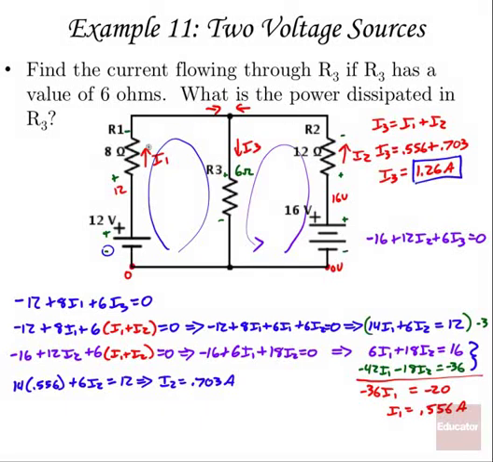Now, what's the power dissipated in R3? Well, for the power dissipated in R3, power 3, well, I know I and I know R. I can use power equals I squared R, where my I is 1.26 amps squared times the resistance of R3, 6 ohms, or 9.5 watts. So there's my other key answer. The current flowing through R3, 1.26 amps, and the power dissipated by R3, 9.5 watts.